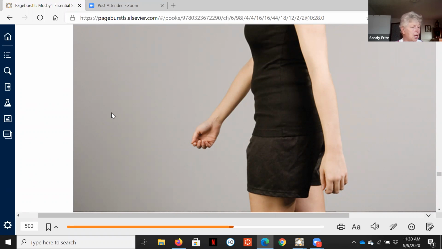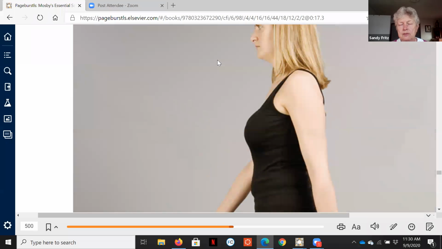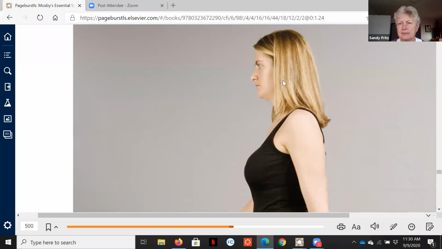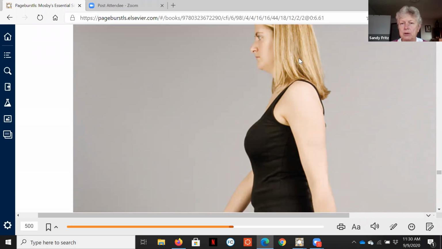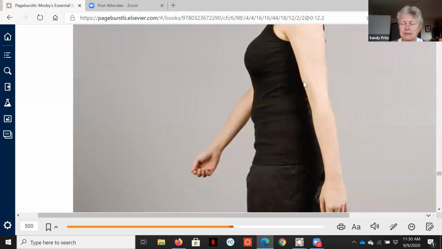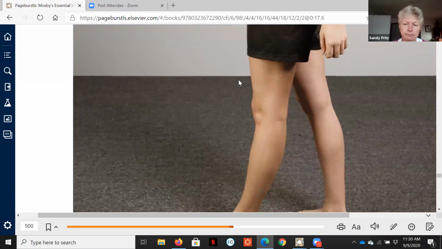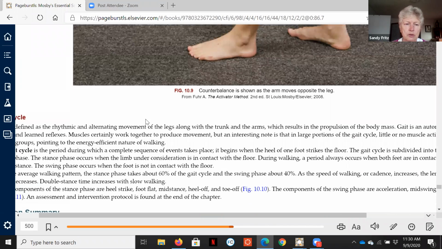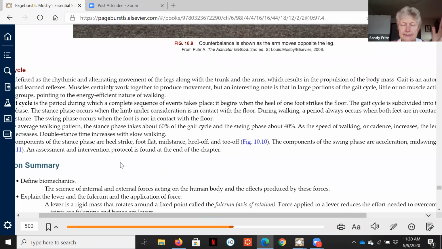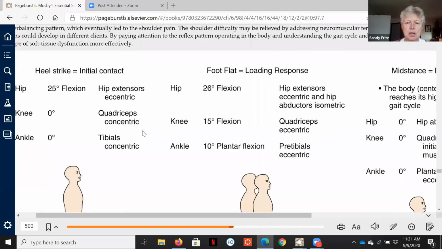There we go. This is a primary reflexive, innate, born-with function that requires stability and mobility, and it's a survival mechanism. It's how we move around, and it's tricky because we're bipedal. We stand on two feet as opposed to four feet. And so this gives you the whole gait cycle, and there's more pictures as we get past our little summary here.